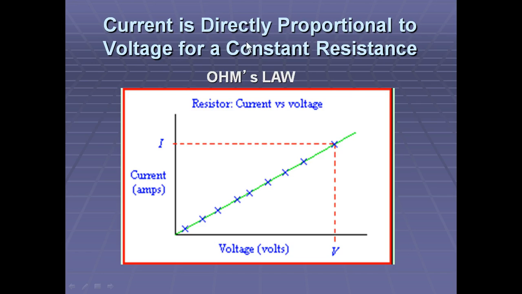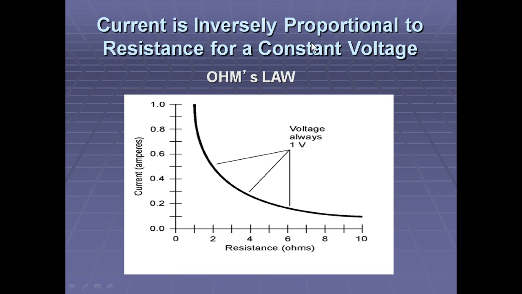So current is directly proportional to the voltage for a constant resistance. This is Ohm's law. If you plot a diagram between voltage, that is E, and I, it will always follow a constant, proportional value. And current is inversely proportional to resistance for a constant voltage. Ohm's law is just a statement, but it applies to E, I, and R, and this is how current and resistance vary with the voltage.